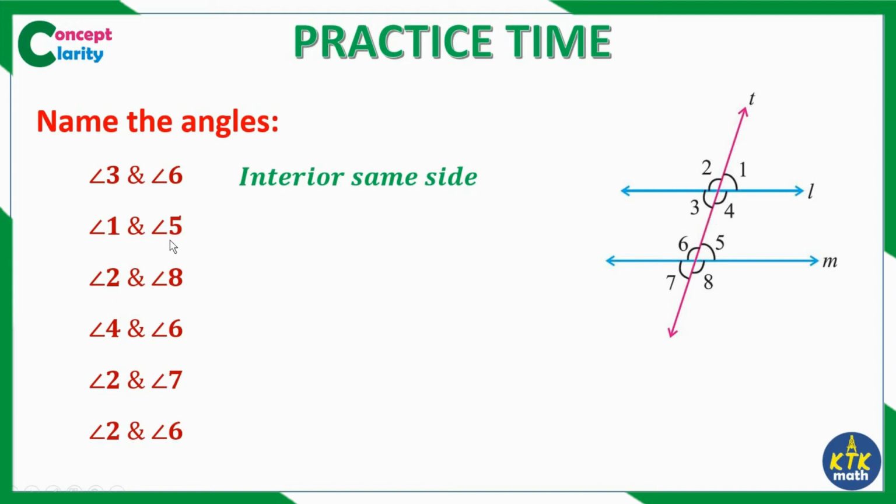In the same way, 1 and 5. 1 and 5 are corresponding angles. Very good. They are in the same corner, that is, they are in the same position, therefore 1 and 5 are corresponding.